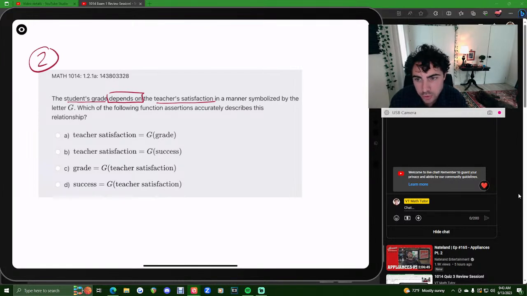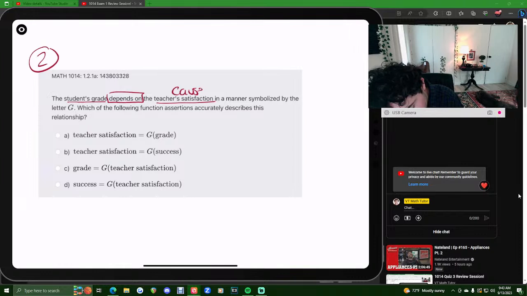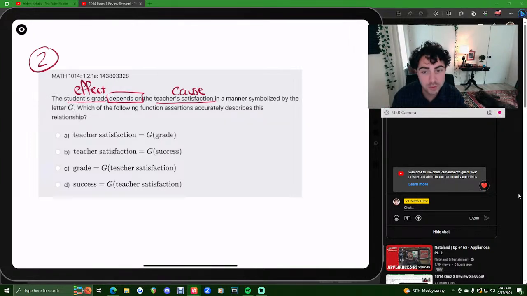The way I approach this is thinking about it in terms of cause and effect. Which of these 2 variables causes the other? What's the cause, what's the effect? What's the input and what's the output? It says the student's grade depends on the teacher's satisfaction. So it's the teacher's satisfaction that is affecting the student's grade. So teacher satisfaction comes first. That is the cause. And the effect is the student's grade as a result.